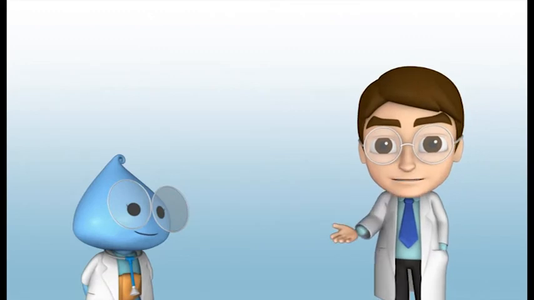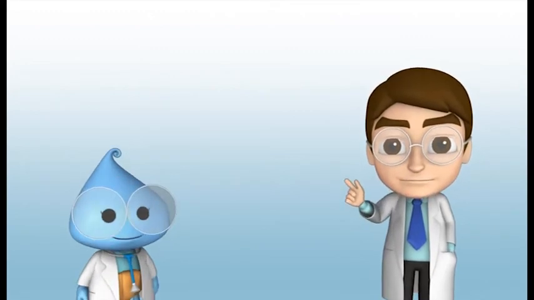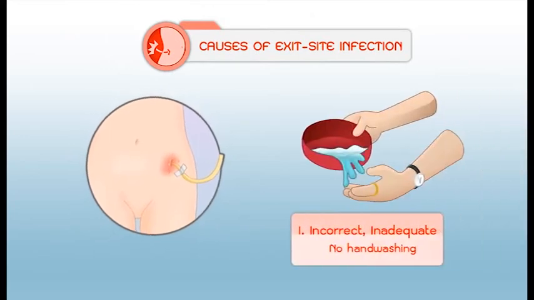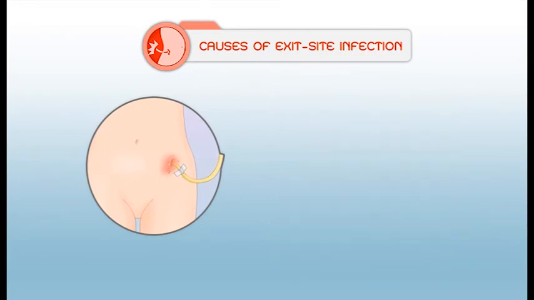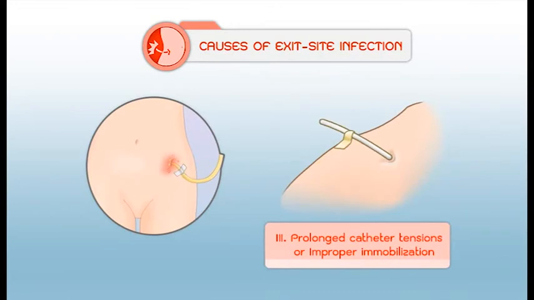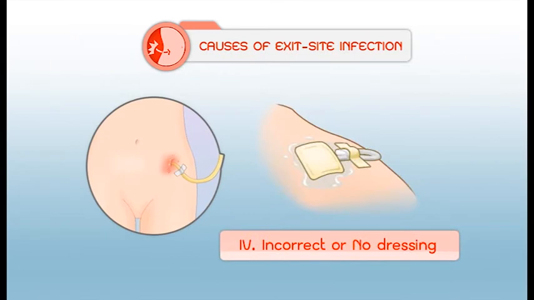Causes of the exit site infection are 1. Inadequate, improper, or no hand washing before performing routine exit site care. 2. Scratching the exit, removing the crust, or the exit is compressed for a long time. 3. The catheter has been pulled, twisted, or not properly immobilized. 4. Not following or skipping the dressing steps or leaving the exit damp or wet.